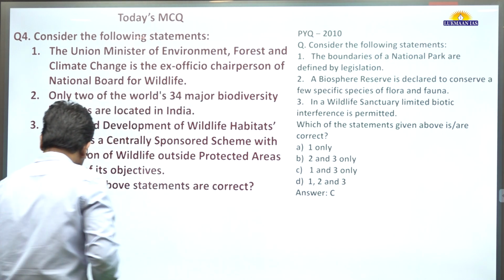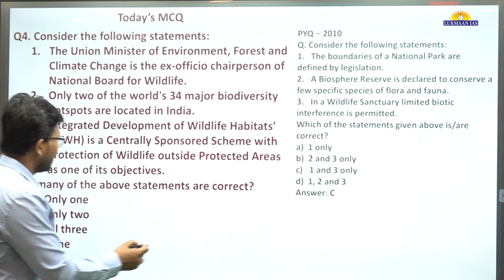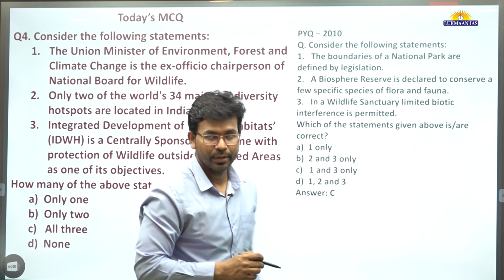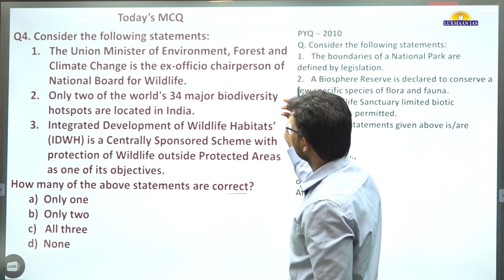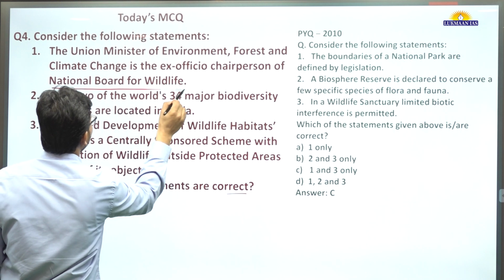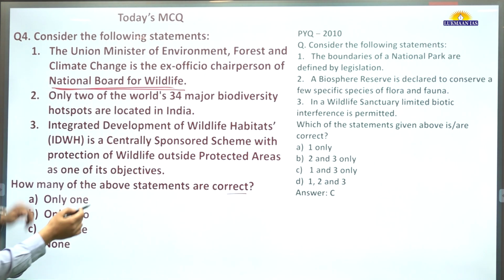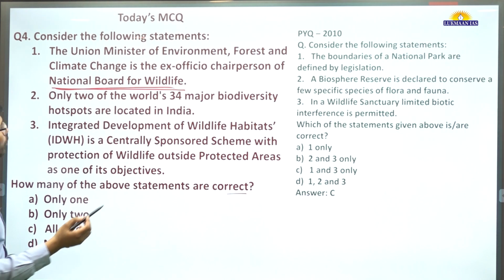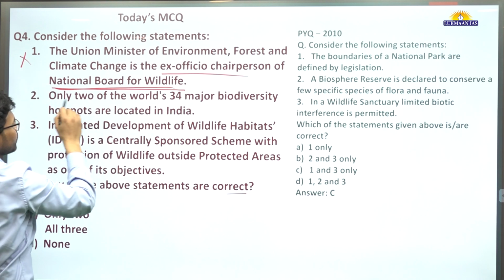Then we have another question, question number 4. It says consider the following statements. There are 3 statements and we need to identify which statements are correct. This particular question is related to the National Board for Wildlife. First statement: Union Minister for Environment, Forest and Climate Change is ex officio chairperson of the National Board for Wildlife. This statement is wrong.